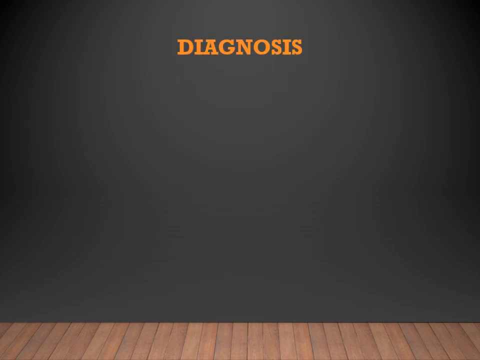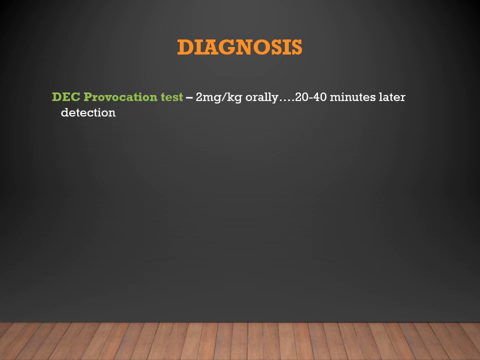So in diagnosis, first we have to collect the sample. The blood sample is collected, and as the parasite has a nocturnal periodicity, the microfilaria, which is the diagnostic form, will have a low chance of detection if you take the sample in the daytime. Therefore, we need the DEC provocation test, where diethylcarbamazine is given orally at a dose of 2 milligram per kg. Approximately 20 to 40 minutes after giving this drug, you can take the blood sample. So chances of detection increase.